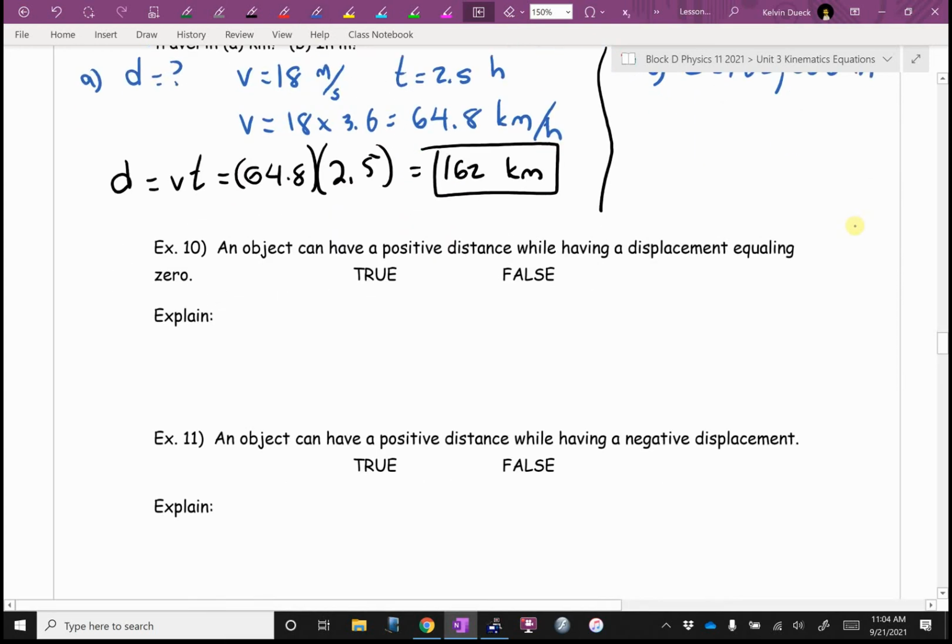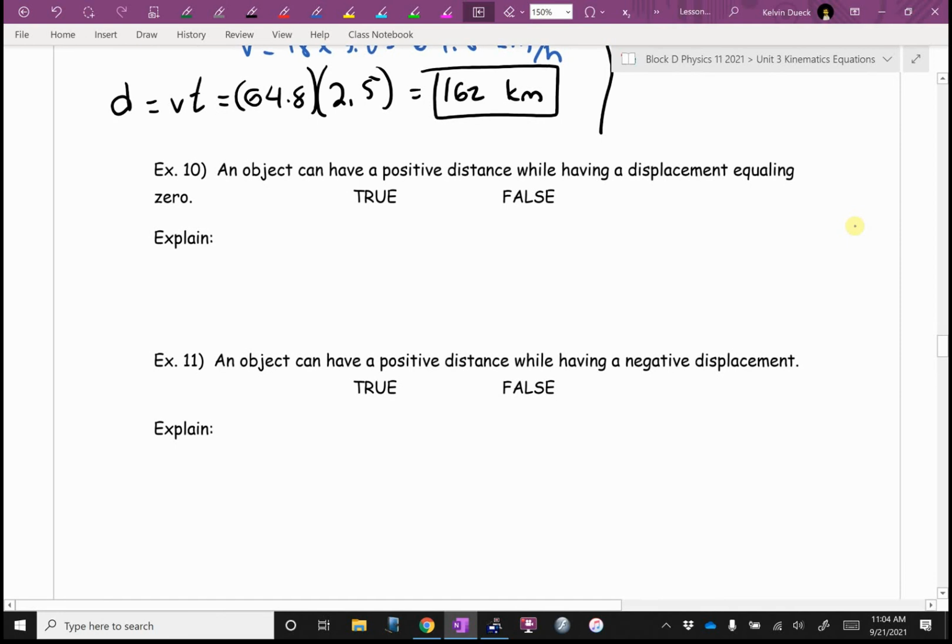Example 10 says this. An object can have a positive distance while having a displacement equaling 0. True or false? We're going to vote. How high you hold your hand up is how sure you are of the answer.